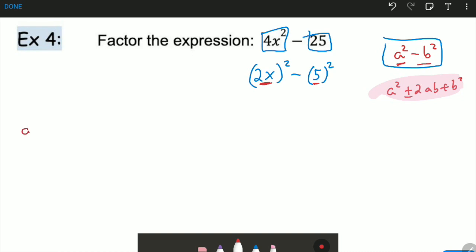Now, according to the factor chart that we have with the formulas on it, the special pattern here, a squared minus b squared, factors into a plus b and a minus b. The a and b are what you square to get the original polynomial. In this case, a is going to be the 2x that's in the parentheses, and b is the 5, which means our factors of 4x squared minus 25 is 2x plus 5 and 2x minus 5.